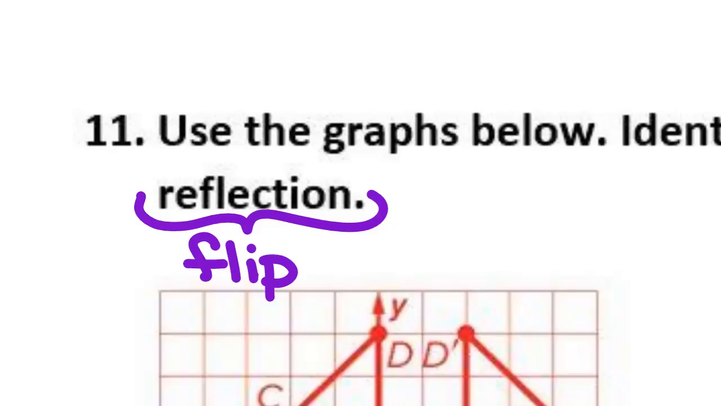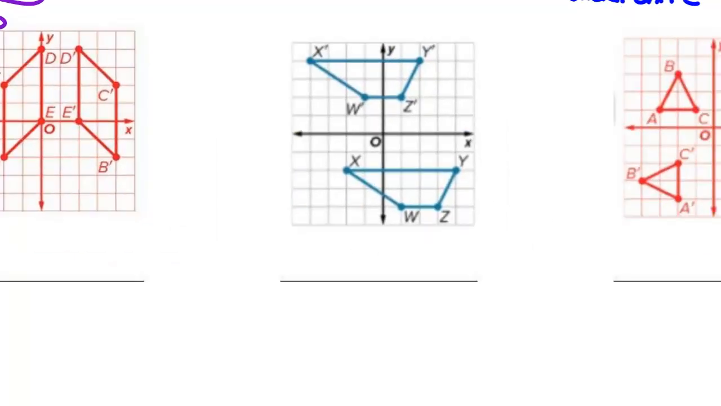Looking at this one, the one that does not have the primes is the one on bottom. X and Y are directly across from each other with X on the left and Y 6 units away on the right. Are X prime and Y prime in that same position with X on the left and Y 6 units away on the right? And then see how Z is 2 down and 1 left from Y? Is Z prime 2 down and 1 left from Y prime? So orientation was preserved. This one is a translation. It's a slide or a shift.